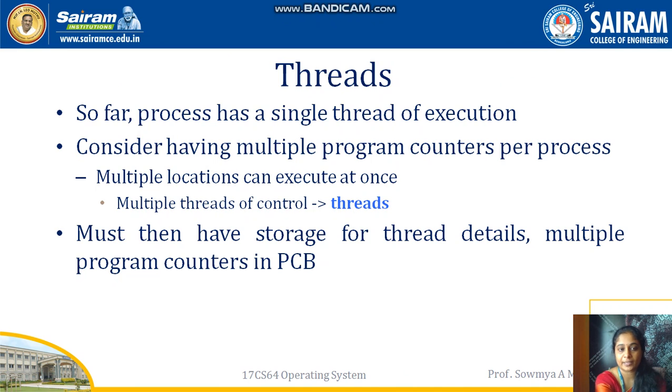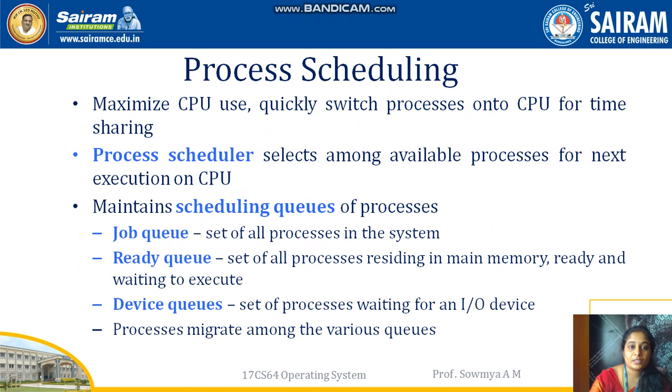Next method is threading. So far we have seen process, but a thread is the smallest execution part of a process, as a single thread of execution. If you have multiple threads, each process will have multiple locations of execution. We call these threads, and all these threads' data will again be stored in the process control block. Next one is process scheduling.